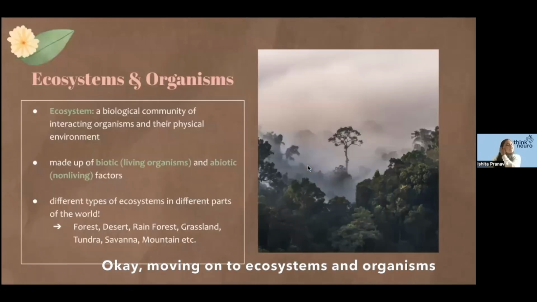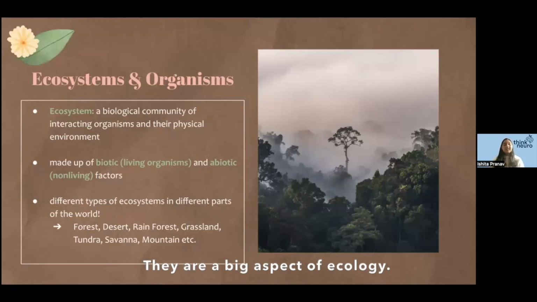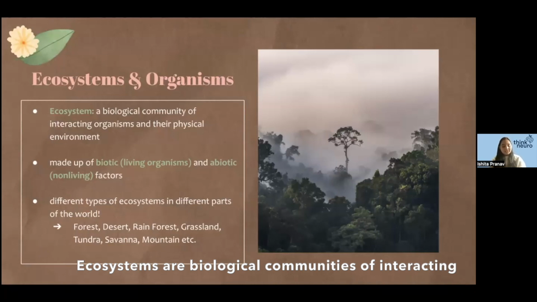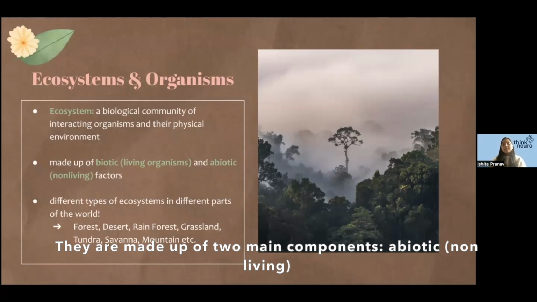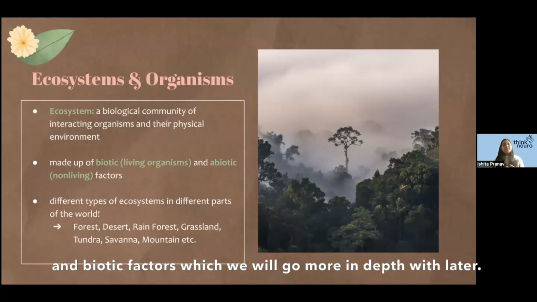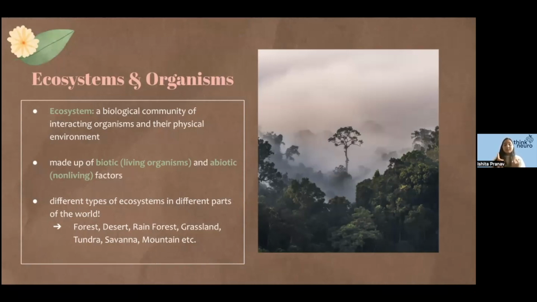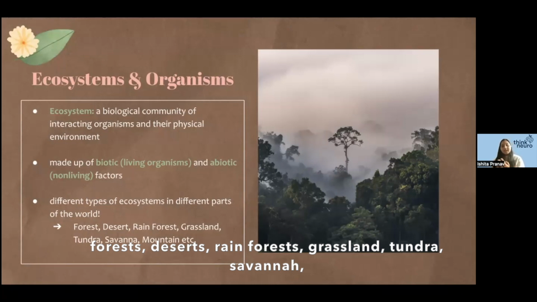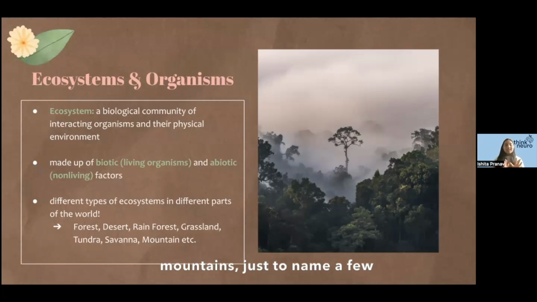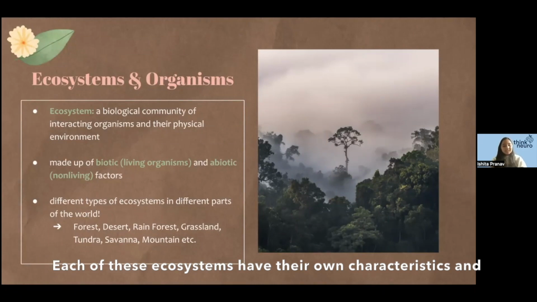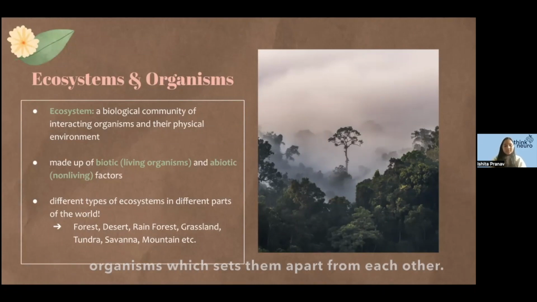Okay, moving on to ecosystems and organisms. They are a big aspect of ecology. And ecosystems are biological communities of interacting organisms and their physical environment. They're made up of two main components, abiotic, non-living, and biotic factors, which we will go more into later. There are numerous different types of ecosystems, including forest, desert, rainforest, grassland, tundra, savanna, mountain, just to name a few. Each of these ecosystems have their own characteristics and organisms, which sets them apart from each other.